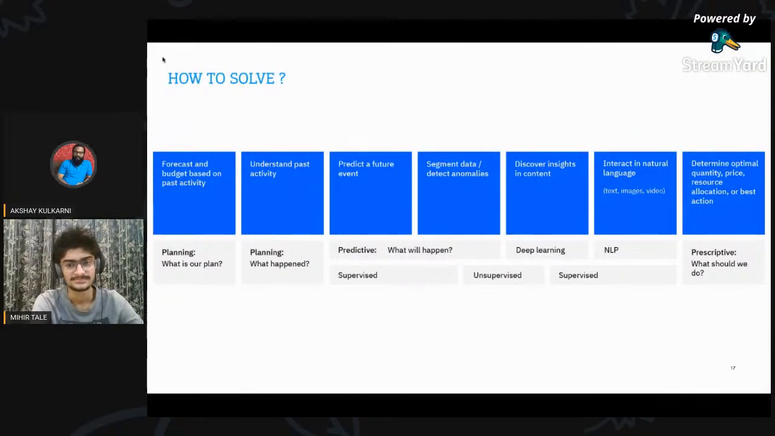So, I'll throw a problem at you. How do you solve it? When you know, hey, I want to forecast something, you give me the data and I'll use some forecasting technique to forecast it. When you want to predict something, you know what to predict. You give me the data, and I'll do it.